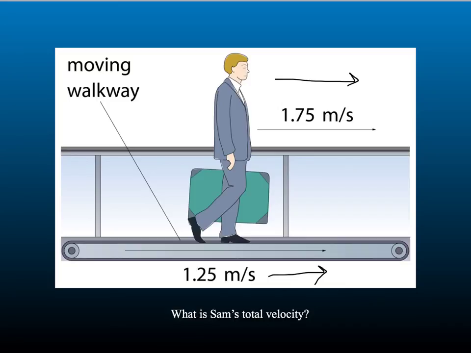So his velocity would be 1.75 plus 1.25, which gives us 3 meters per second. Not forgetting that we need to include our direction, so it's 3 meters per second to the right.